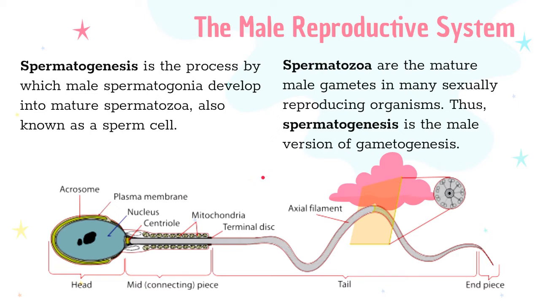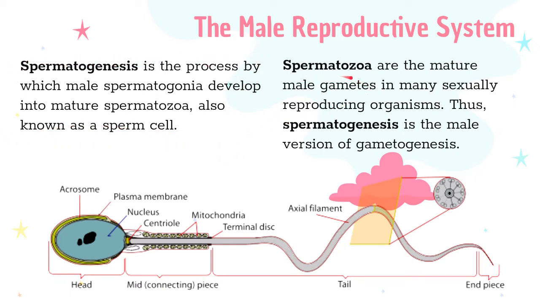So spermatogenesis is the term given to the process by which male spermatogonia, the parent cell of sperm cells, develop into mature spermatozoa, also known as the sperm cell. So sperm cell and spermatozoa refer to the same thing. Spermatogonia is the parent cell of sperm cells. This will be thoroughly discussed under meiosis in the third quarter.